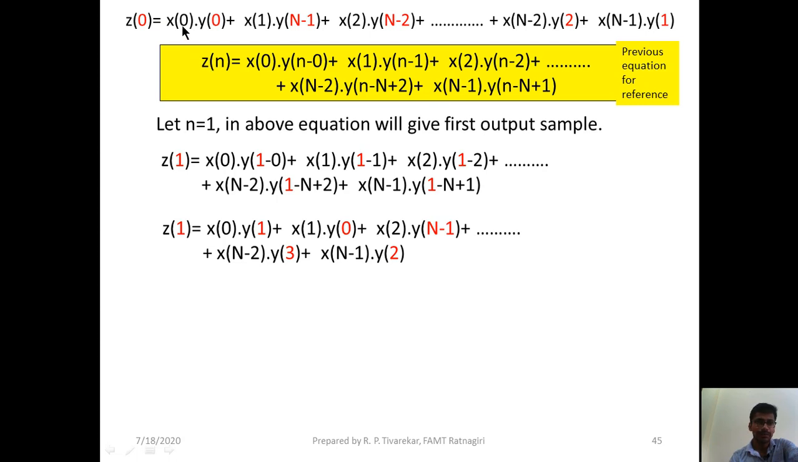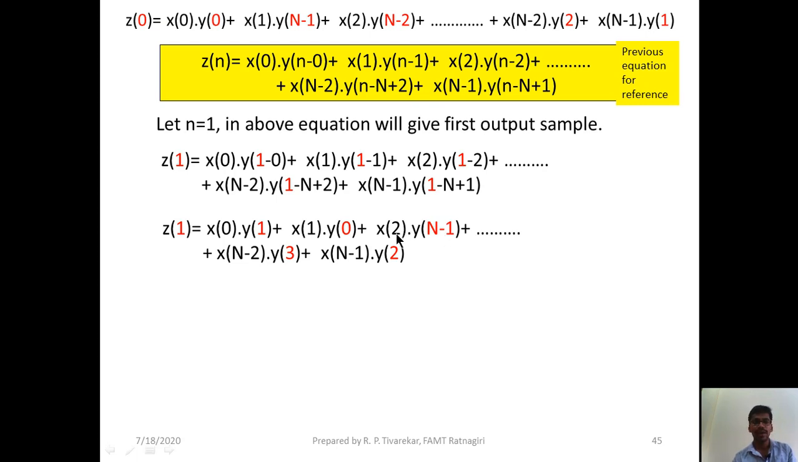Look at the x samples, x0 x1 x2 fixed, x0 x1 x2 fixed. So x is fixed, y is getting shifted. See, this y0 got shifted from this location to this location. Now it was multiplied with x0 earlier. When I calculate the first sample, that y0 is now getting multiplied with x1, so it got shifted to the right. See, this y of n minus 1 was multiplied with x1, and now it is multiplied with x2.